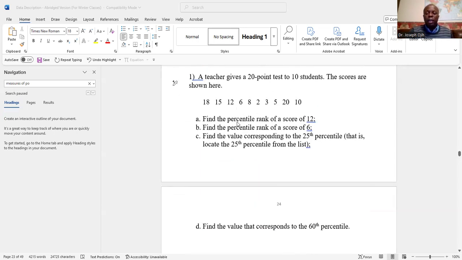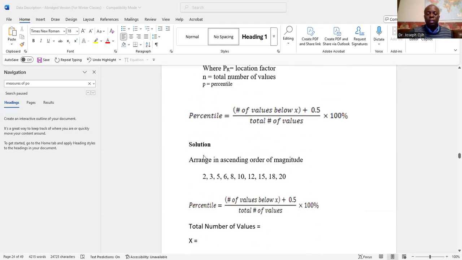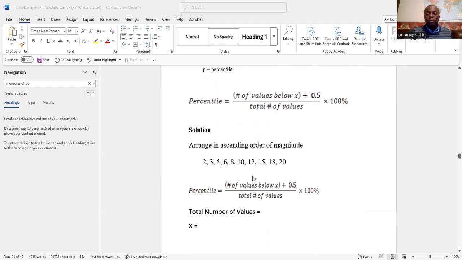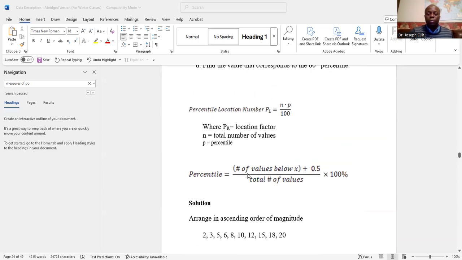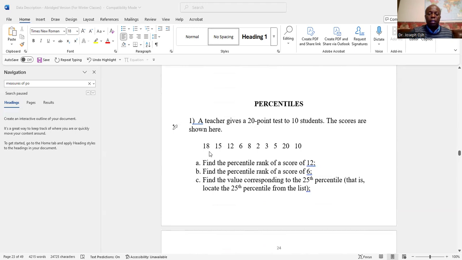The first thing you do is to arrange them in order of magnitude, from the smallest to the largest. You can see they are now arranged. Now let's answer the first question. The first question says, find the percentile rank of the score of 12.